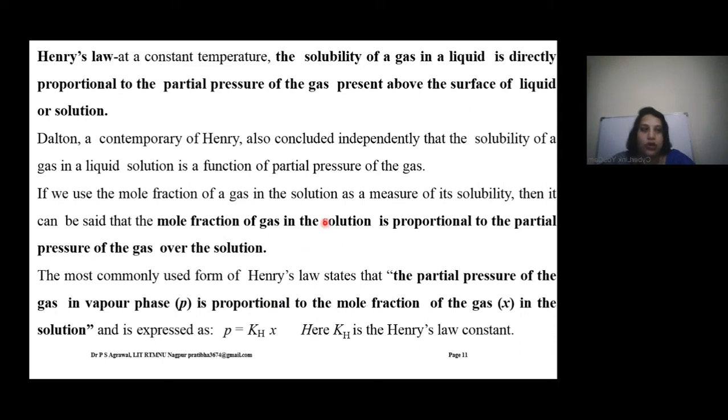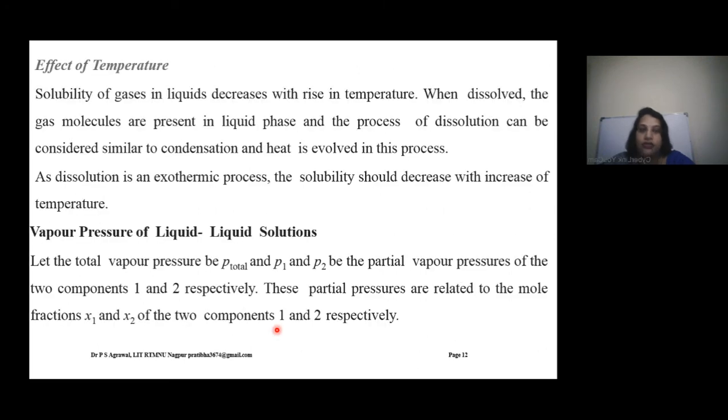Dalton also concluded independently that the solubility of a gas in solution is a function of partial pressure. If we use mole fraction, then we use this, where Kh is Henry's law constant. The higher the value of Kh at a given pressure, the lower the solubility. It can be seen from various data which are available in the literature, and I have given them in the notes also.